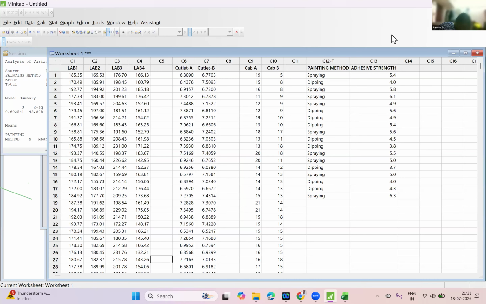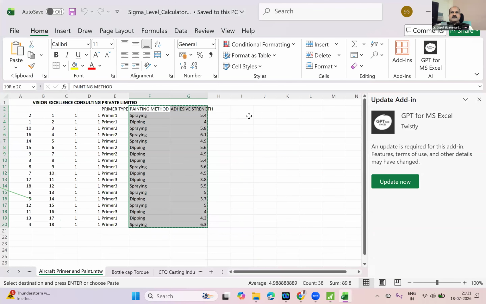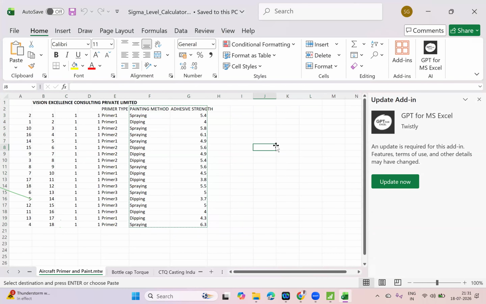Now, how to do this in Excel? Shall we do ANOVA in Excel, all of you? Yes, we can do. I'll tell you.